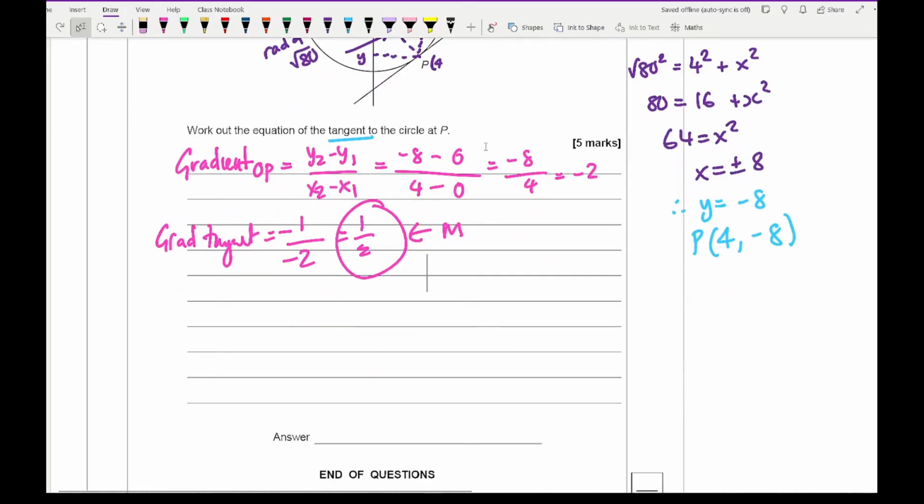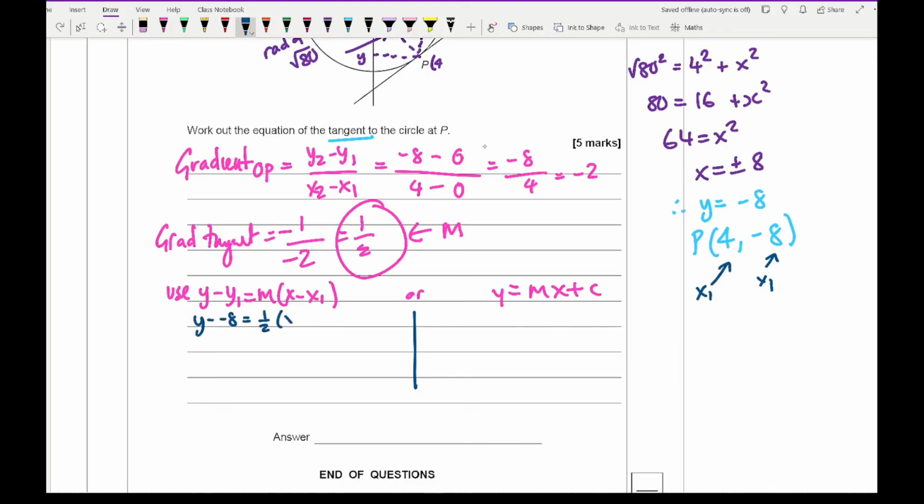Now once I've got this, there's a couple of ways you can do it. You can either use y minus y1 equals m times x minus x1, or you can use y equals mx plus c. Using the first equation, I know this is my y1 and this is my x1. So I've got y plus 8 equals a half times x minus 4. If I simplify this, I get y plus 8 equals a half x minus 2. And so I get y equals a half x minus 10.